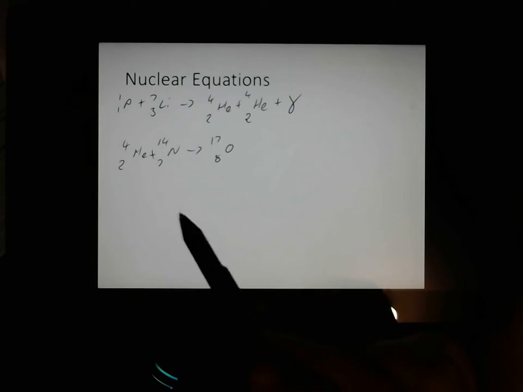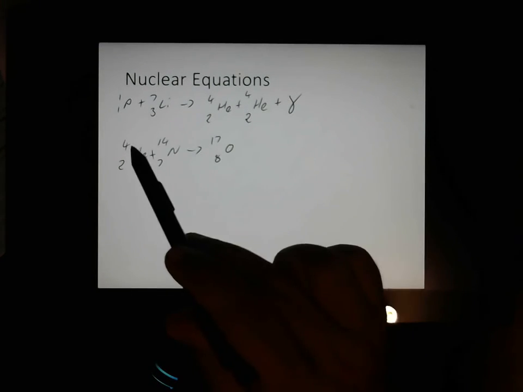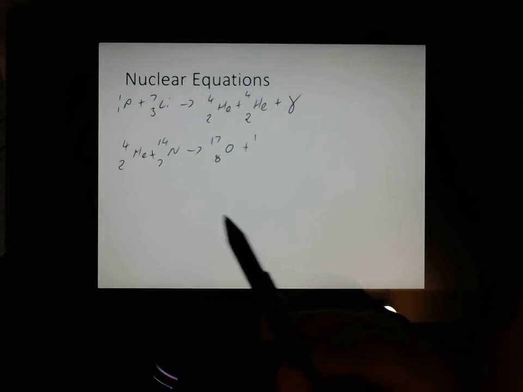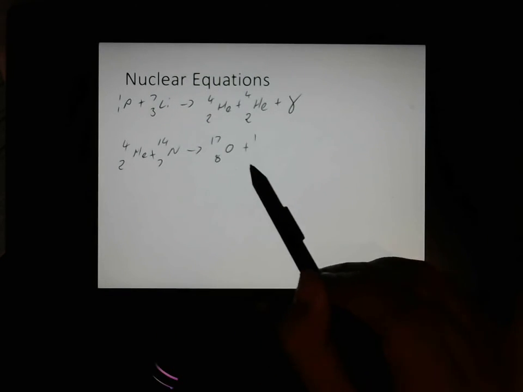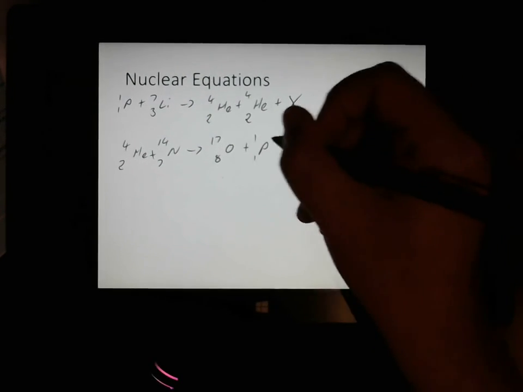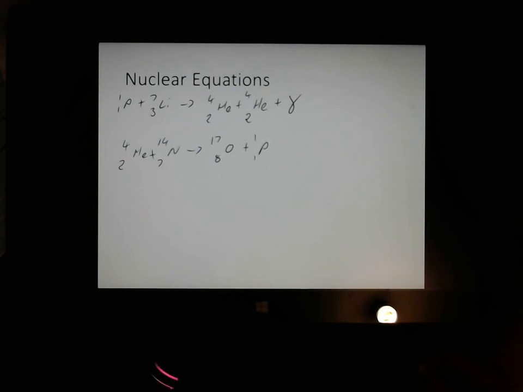But let's see if it's balanced. We have 4 plus 14 is 18, and this one with 17. So there has to be something left over. 2 plus 7 is 9, but we've got 8, so there has to be 1 left over. We have a 1, 1 here, which we know is a proton. You could write hydrogen, because it is hydrogen, but the text in this case is saying it's a proton that's been left over. I'm not really going to worry too much. If you write P for proton or H for hydrogen, they mean the same thing. It's not a big worry.